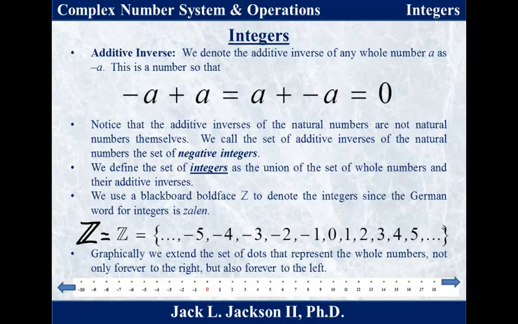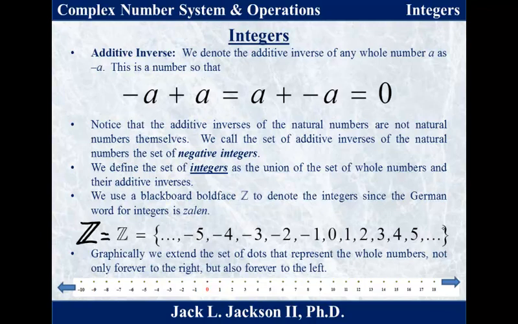So the opposite of A plus A is the same as A plus the opposite of A, and that is 0. The additive inverses of the natural numbers are not natural numbers themselves, and we call the additive inverses of the natural numbers the set of negative integers. And we throw those in with the whole numbers, and we have the set of integers. We use a blackboard bold Z to denote the integers because the German word for integers is Zahlen. The Germans get to name one of these symbols, there goes with their word.